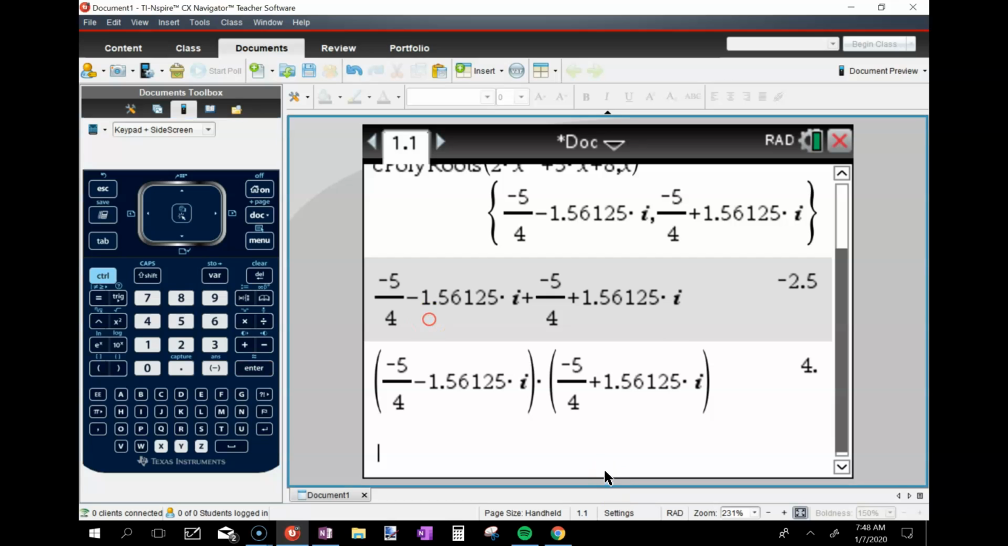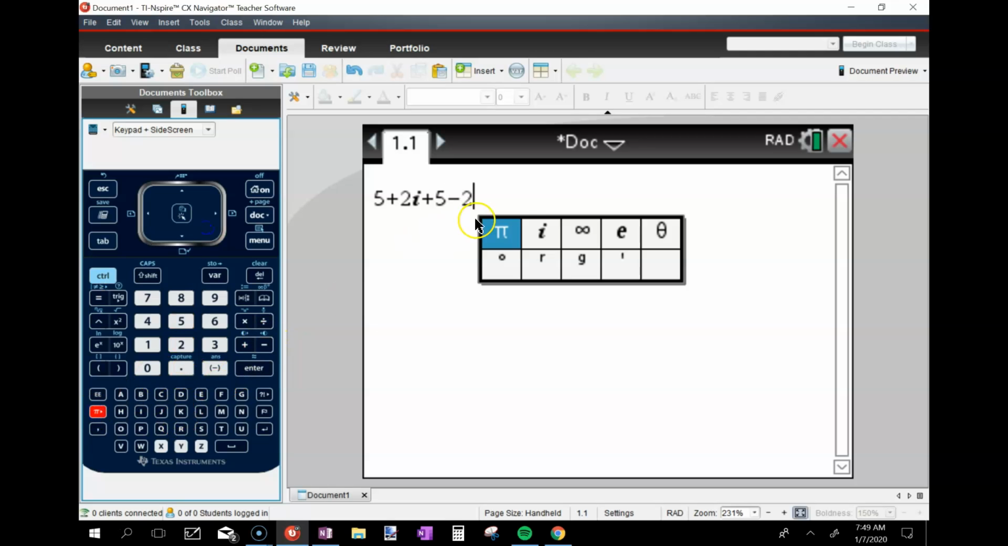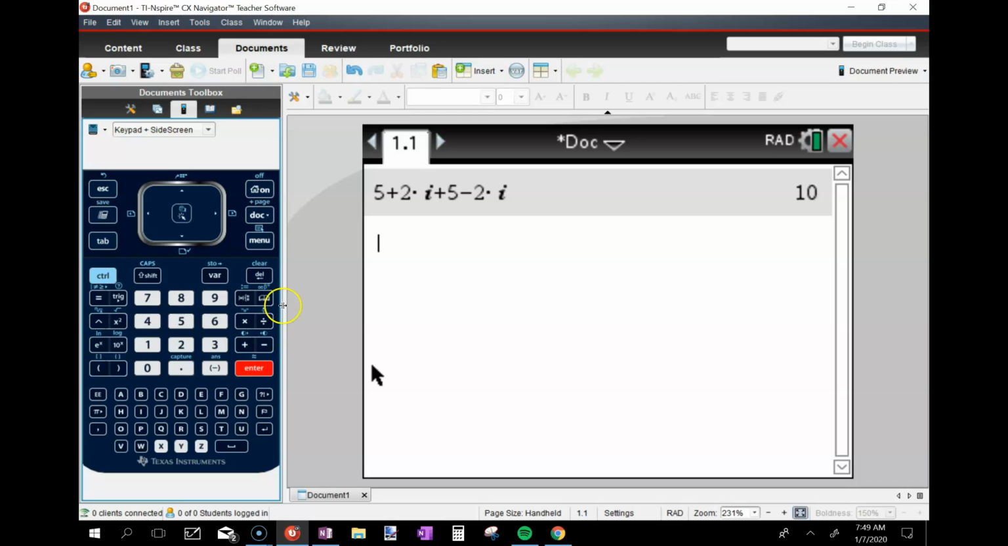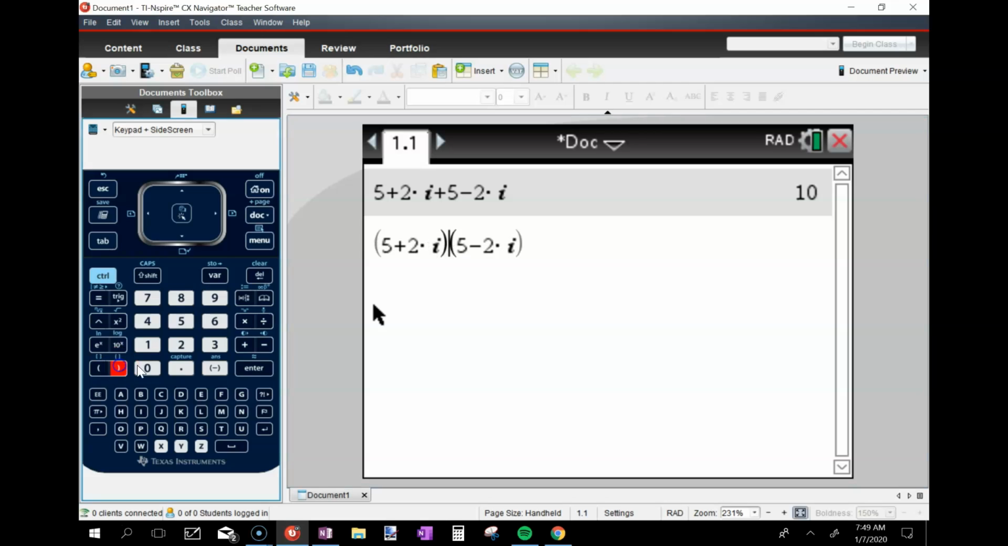Again, this is one of those things, guys, that you can really, really easily do on your calculator. What is 5 plus 2i plus 5 minus 2i? Right, there, that was the sum portion. And then if I want to do it as a product, there's your 10, there's your 29, right? So the calculator will do that work for you. Sometimes we got to show it though, right? And so there's both looks.